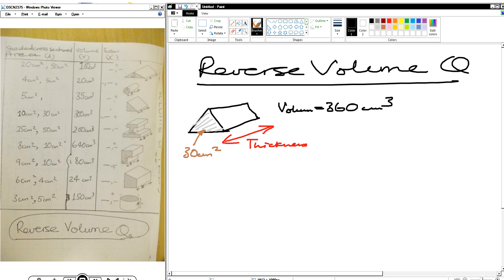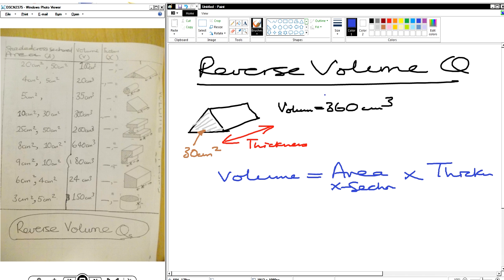We use division. What do we start with first of all? Formula. Volume equals area of the cross section multiplied by the thickness. Now let's put into this formula what we know.